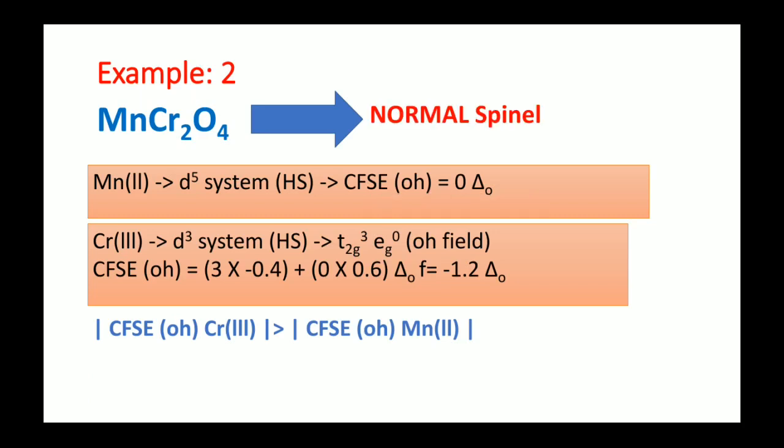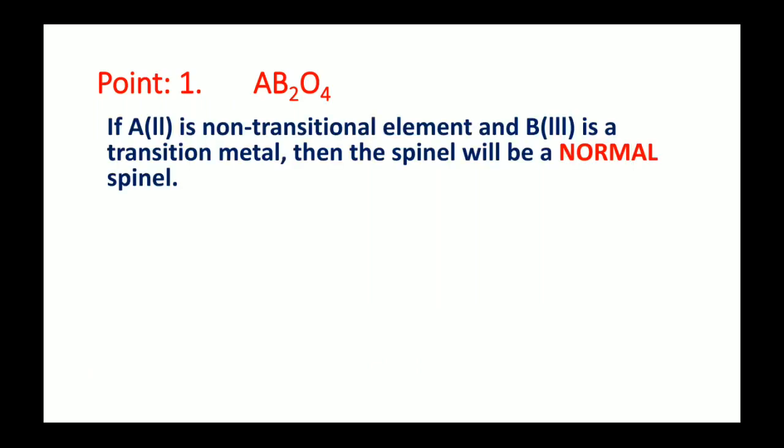Okay, so guys, I will come to a few points. These points are very important to remember and for giving answers in CSIR, GATE or different types of competitive exams. So point number 1: if the +2 metal ion is a non-transition element and the +3 metal ion is a transition element, then it will be a normal spinel. Why? Because for a non-transition element there will be no CFSE, that means the CFSE gain is 0. That means we can write CFSE equal to 0.